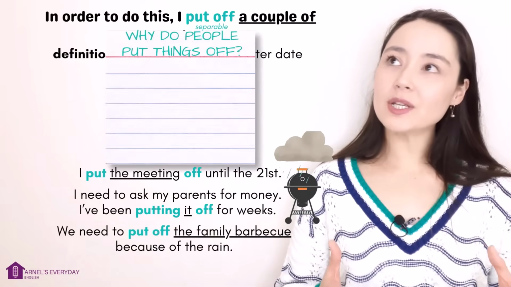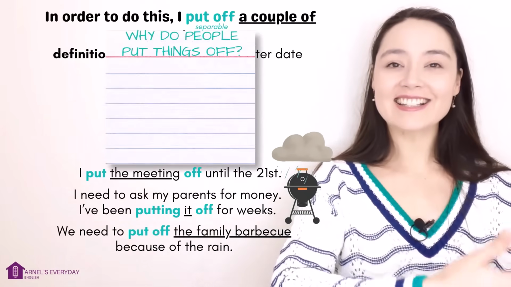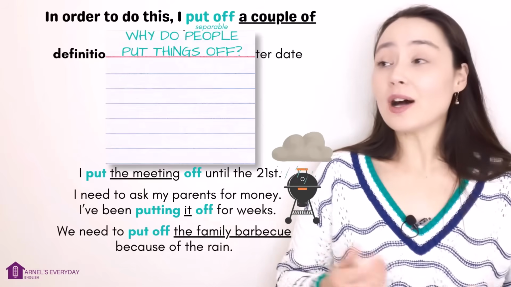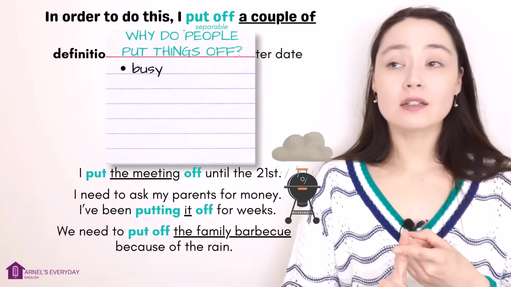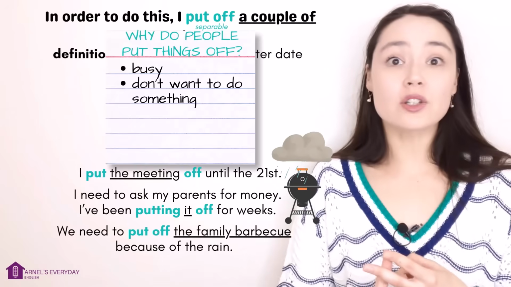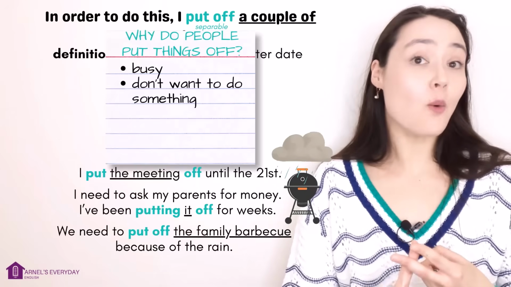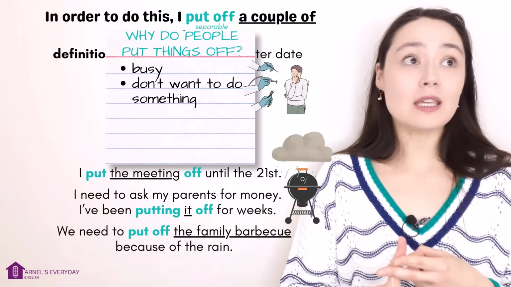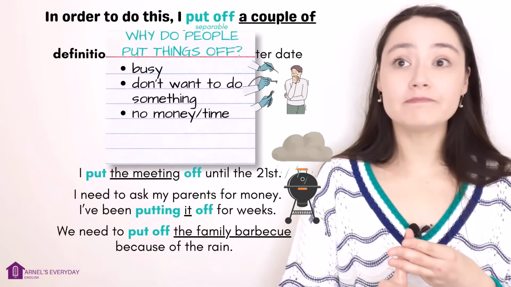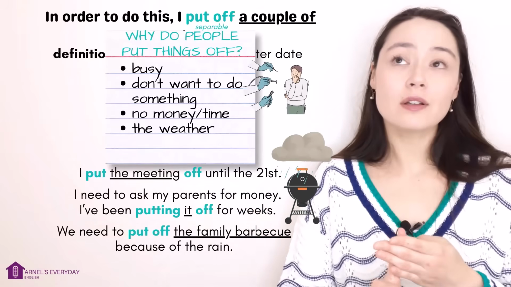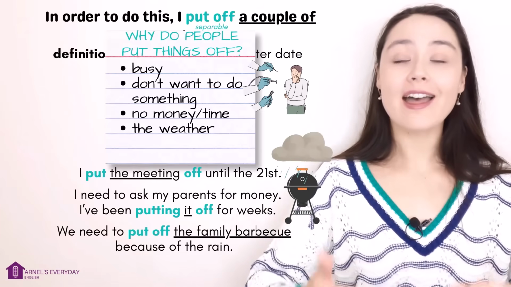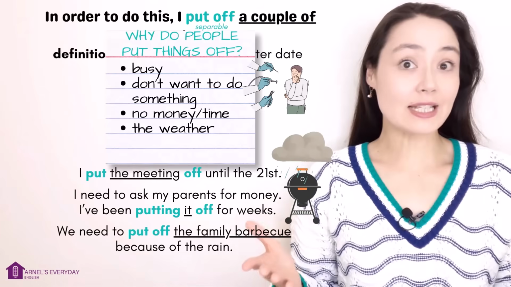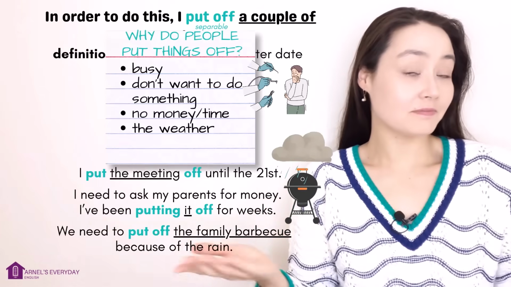What are some common reasons people put things off? Well, maybe they're busy. Maybe they just don't want to do something. Like imagine you don't want to book your dental appointment. You just put it off. Maybe you don't have time or money. The weather. There are lots of reasons we put things off. Is there anything you're putting off doing?